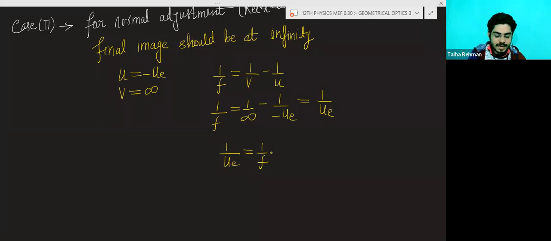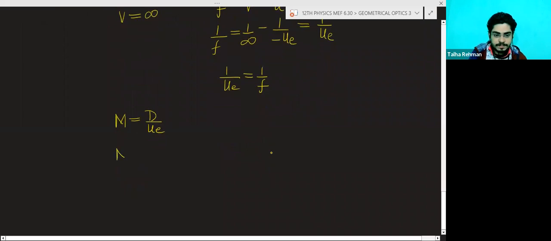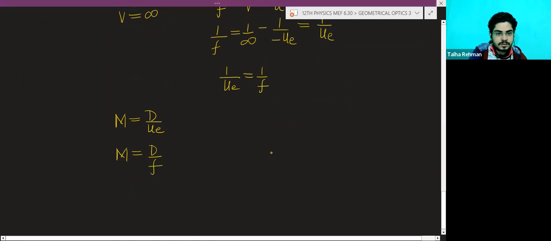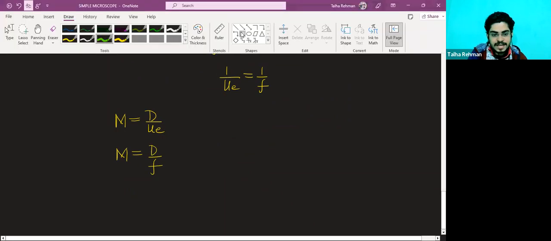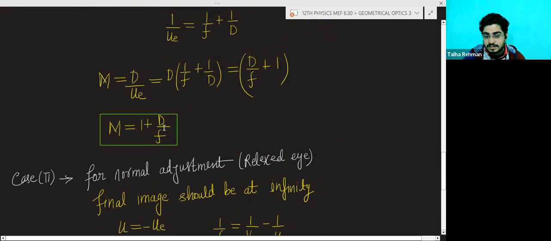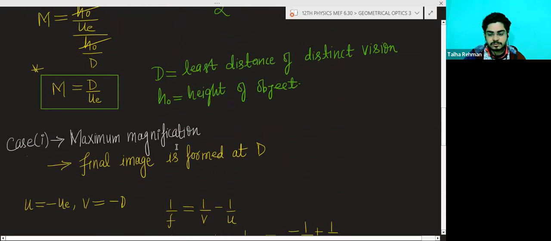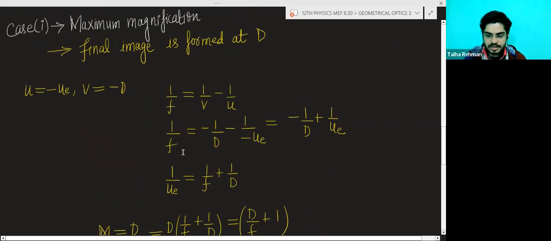Now what is the formula for the magnification? Magnification is equal to D divided by UE, and 1 upon UE is 1 upon F, so the magnification will become D by F. In this case, the magnification is less as compared to the previous case. There it is 1 plus D by F, and here it is only D by F. So in the normal adjustment, the magnification is less, and the other is the case of maximum magnification, which is why the magnification is more there.